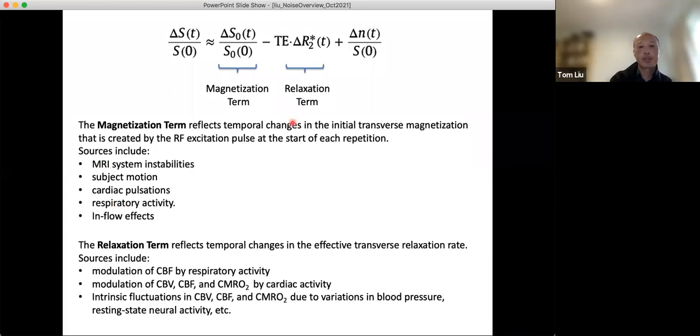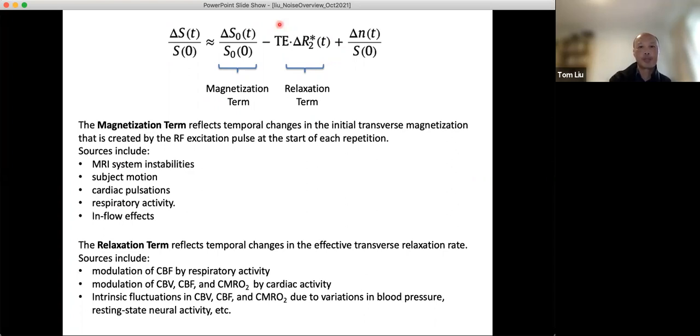And there's a relaxation term, which we'll delve into more in terms of the potential causes of this. This is any variation, typically in delta R2 star, that is going to occur. And this is typically what's of interest for most fMRI experiments. We're looking at changes in delta R2 star that are related to changes in neural activity.